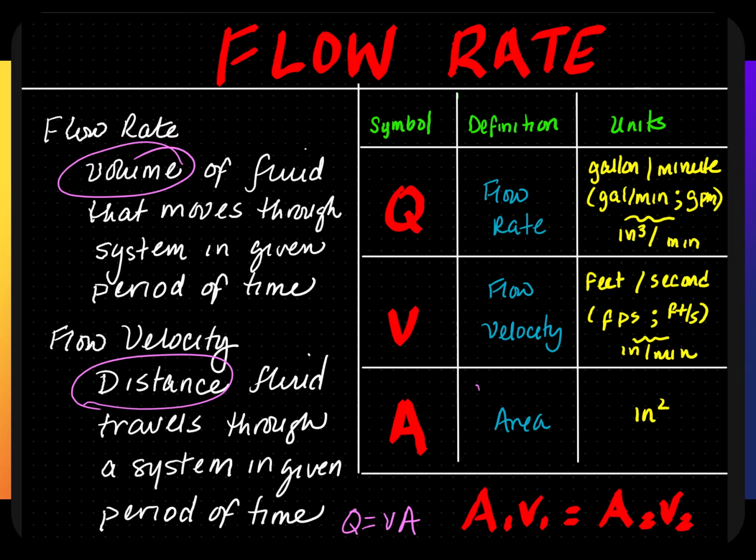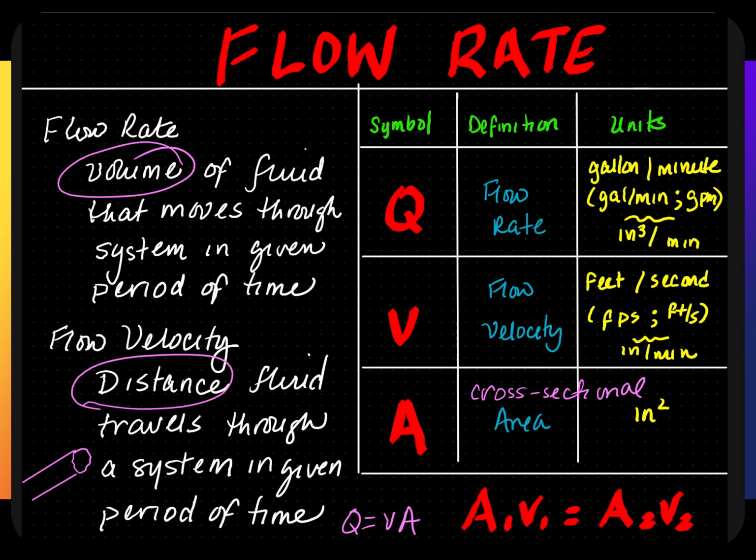This area here is the cross-sectional area. If I have a pipe that is a cylinder, it is this. If I cut it in half, inside the circle looks like that. That is my cross-sectional area. The flow rate Q, units can be gallons per minute. It could be inch cubed per minute. If you are in the metric system, it could be liters per minute or liters per second. V is the flow velocity, which is the distance it travels. It is feet per second or inch per minute.